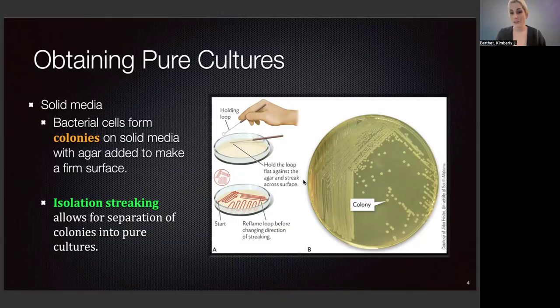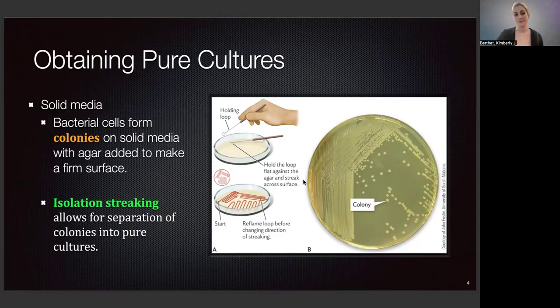So we want to remember that just one of these dots that we see on the plate is actually originating from one cell landing in place and then dividing over and over again. So we have millions of cells here, to the point where we're actually seeing them on top of the agar surface.